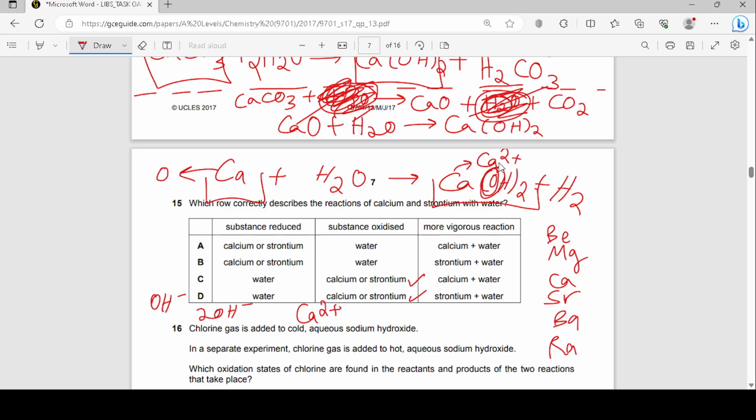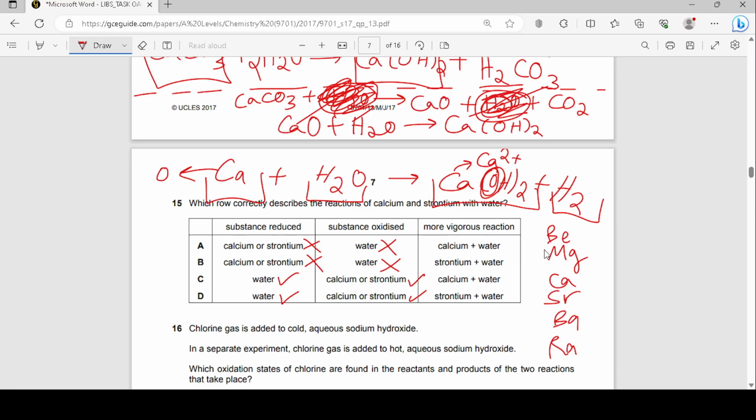Which is obviously the likely ion you would get from group 2. You're going from 0 to 2 plus, so the oxidation number is increasing, which means it is oxidation. And if this is becoming oxidized, then water must be getting reduced, so H2O to H2. You're losing oxygen, so it's reduction, right? And so your answer is going to be either C or D.